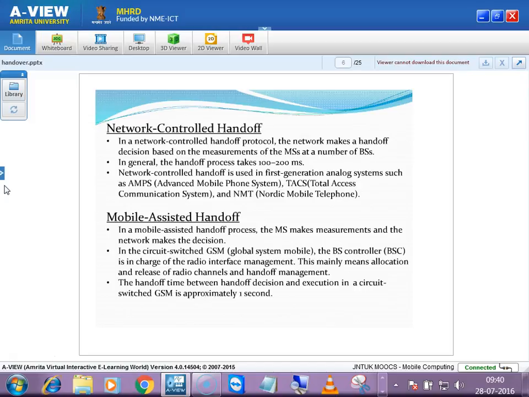Network control handoff. Network in the sense, what do you mean by network? Network in the sense, the same thing, right? Base stations. In the network control handoff protocol, the network makes a handoff decision based on the measurements of the MS at a number of base stations. So you will be giving reports, but the network makes the handoff decision based on movement reports. The mobile station will be surrounded with some group of cells. So it will be providing measurement reports, and based on that, the network will be deciding whether to hand off or not to hand off. Because you are providing all the results, right?